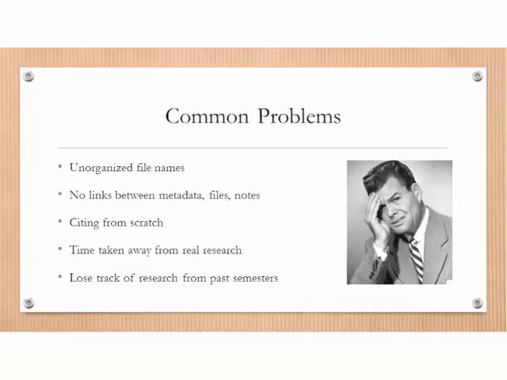But there's a lot of problems with this process, this old school way we've done it. They're unorganized file names. It is very hard to find what you're looking for exactly when you're looking for it. There's no links between the metadata, the files, the notes, so things can just be all over the place and pretty scattered. When you're going through the citation process, you're citing from scratch. You are having to create those citations as you go, find all that information yourself, and it's not always easy to find. It takes time away from the real research, from writing your paper, from doing the research that's actually fun and going to give you that great process of scholarship where you're having to kind of do this tedious work. And you can lose track of research from past semesters.